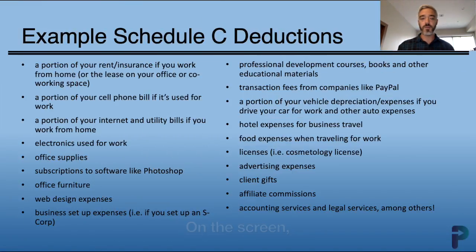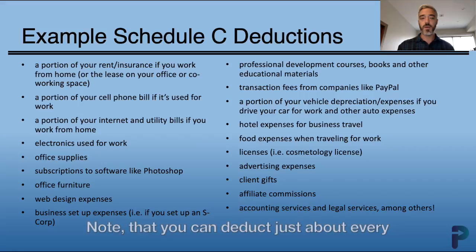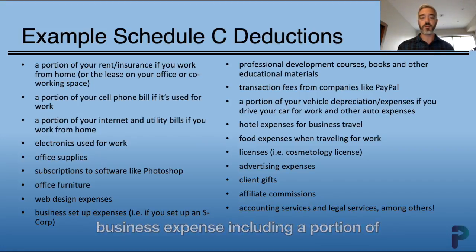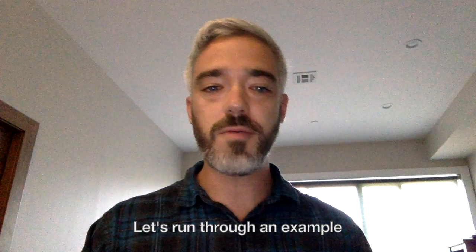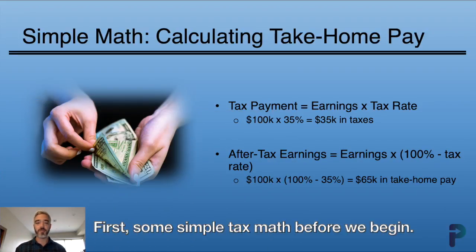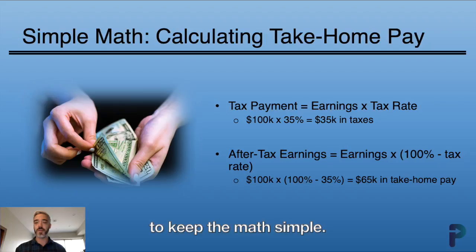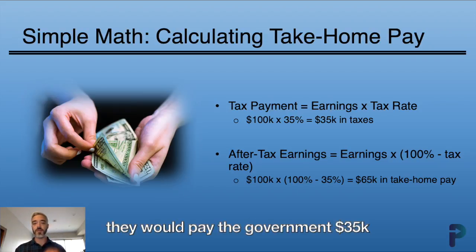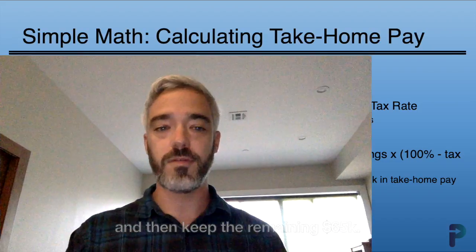On the screen, we have a list of some common deductions that you can take on your Schedule C. Note that you can deduct just about every business expense, including a portion of your rent or mortgage if you work from home. Let's run through an example of how this could help you. First, some simple tax math before we begin. We're showing someone who makes $100,000 a year to keep the math simple. If their tax rate is 35%, they would pay the government $35,000, and they'd keep the remaining $65,000.